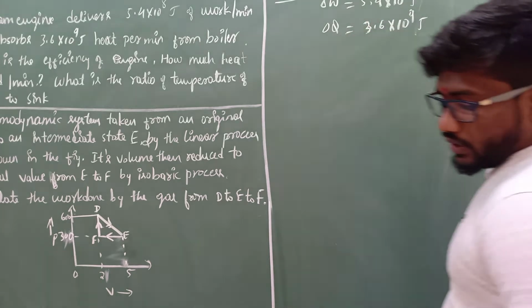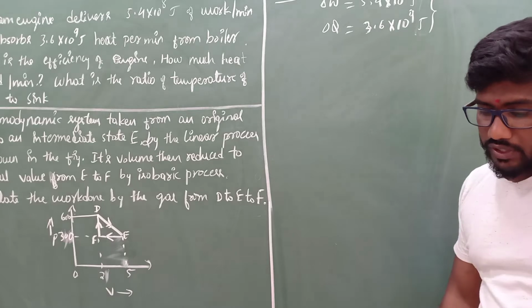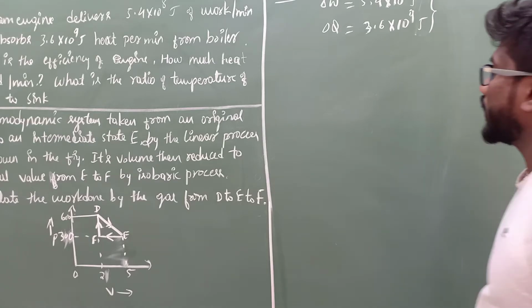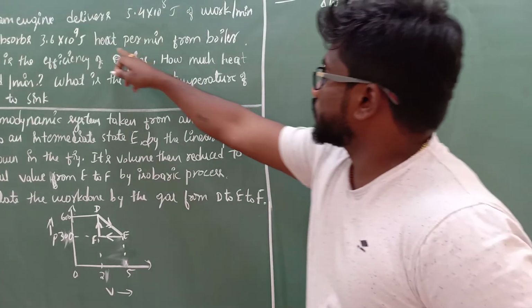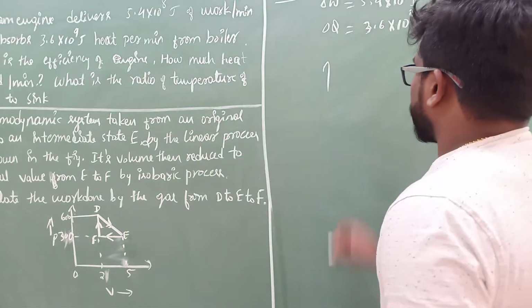So the amount of work done is given, as well as the amount of heat absorbed per minute. So we got the delta Q and delta W values here. What you need to find here is the value of efficiency. What do you mean by efficiency? The question is, per minute from the boiler, what is the efficiency of the engine? What is the formula?